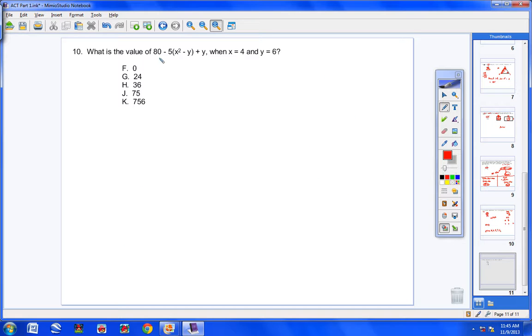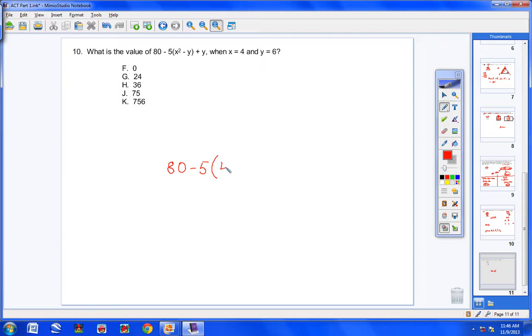What is the value of this when x equals 4 and y equals 6? Now students, use your graphing calculator. I would type it into my grapher just like this. Go ahead and practice if you want to. I would type in 80. Man, I would go so fast, I would fly through this. 80 minus, and then I would put 5, then a parentheses, and then for x, I'm putting 4.